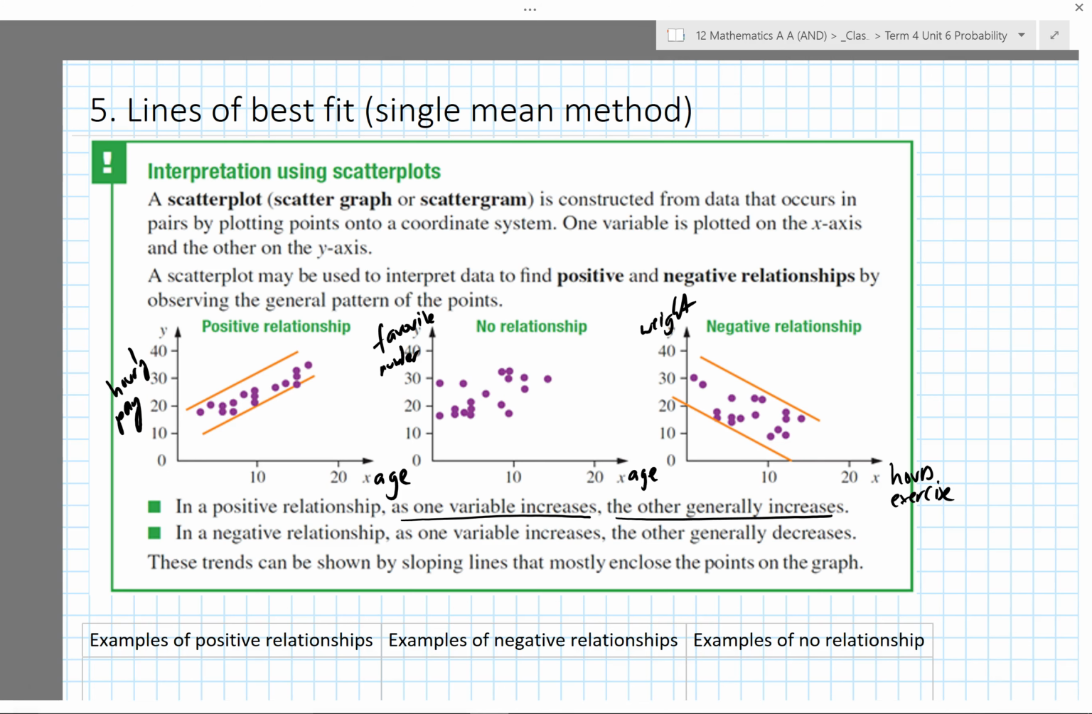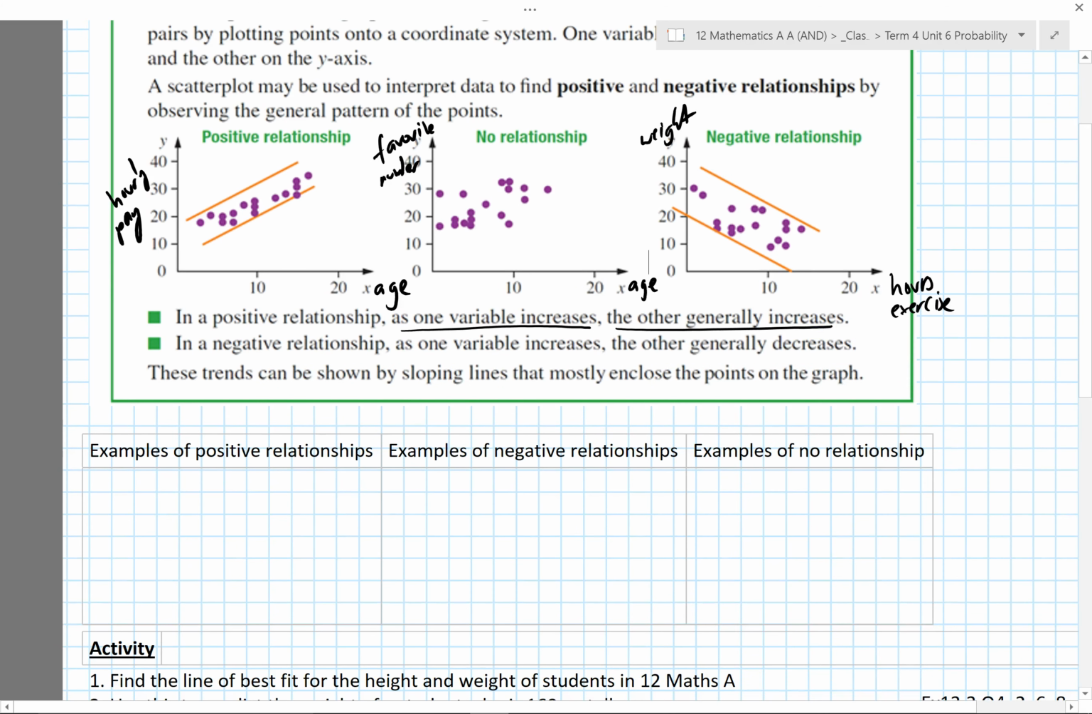Okay, so we can see those three examples. In here, I'd like you to write a few examples of positive, negative, and no relationships. Typical ones for positive relationships would be something like age and weight. Generally, as we get older, we weigh more. You can think of a lot more positive relationships where one thing increases and the other one increases. Examples of some negative relationships: we could think about the temperature and the amount of clothes that people wear. As it gets hotter, people seem to wear less clothes.